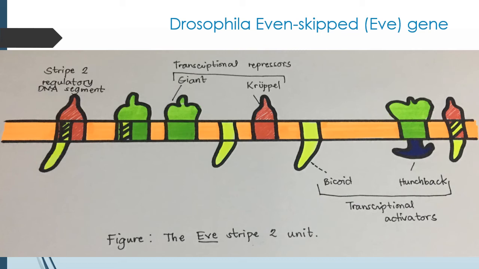Several experiments show that these four regulatory proteins are responsible for the proper expression of eve in Stripe 2. Flies that are deficient in the two gene activators bicoid and hunchback, for example, fail to efficiently express eve in Stripe 2. In flies deficient in either of the two gene repressors, giant and Kruppel, Stripe 2 expands and covers an abnormally broad region of the embryo.